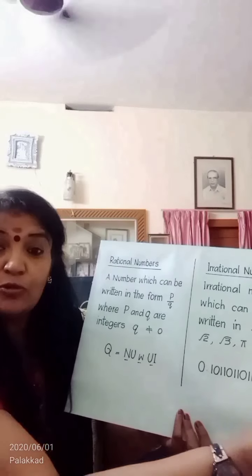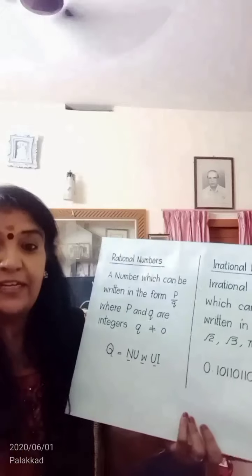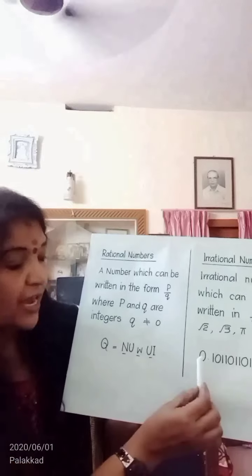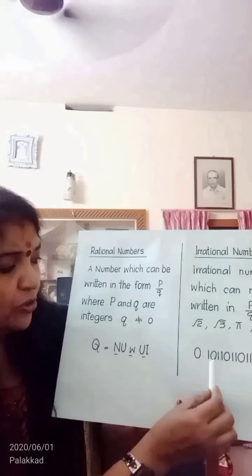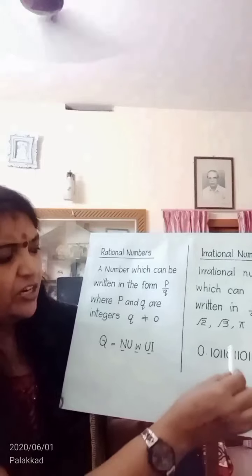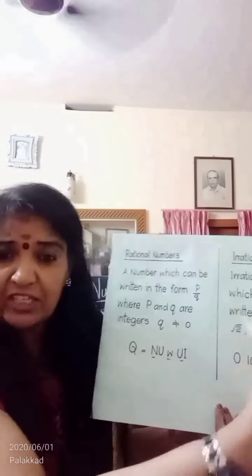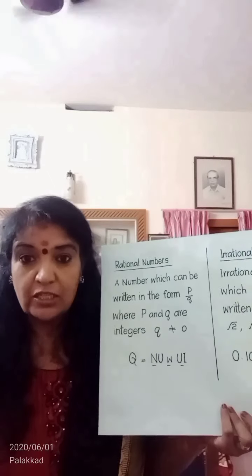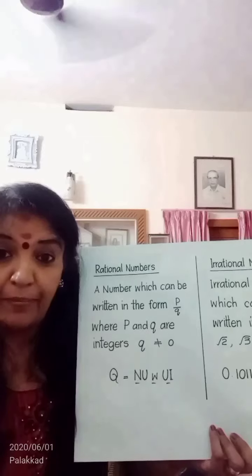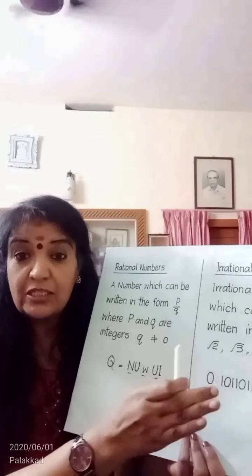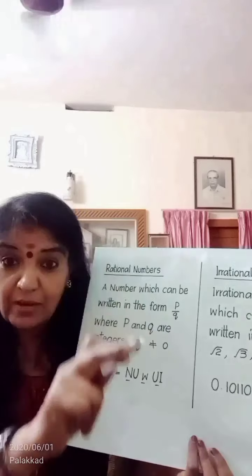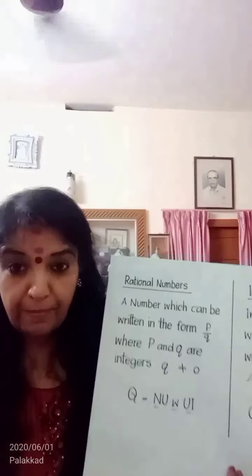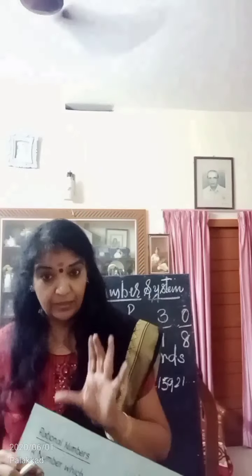Non-terminating, the decimal goes on, never ending. And non-recurring, the same decimal is not repeating. And see the decimal 0.1011, then 0, then 11, 0, then 11. We cannot predict what will come in the next decimal places. Such decimals are called irrational numbers. But all these numbers we can represent on a number line, so we can call them real numbers. This is our real number system.